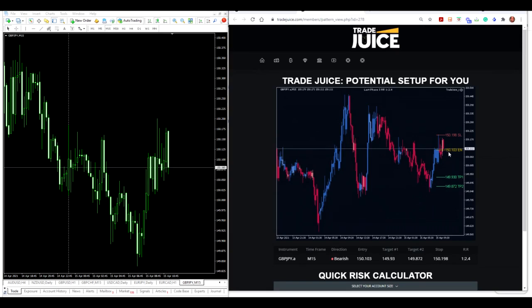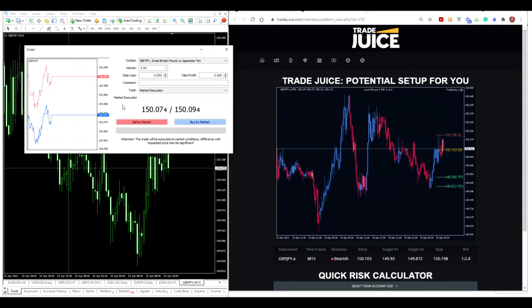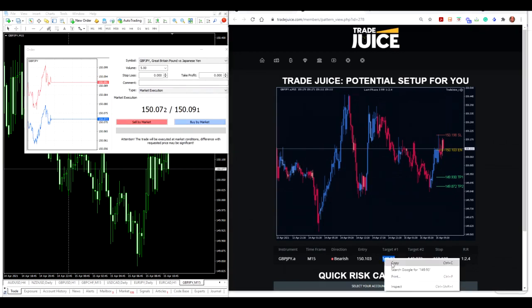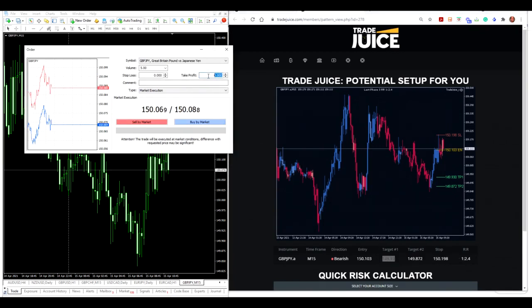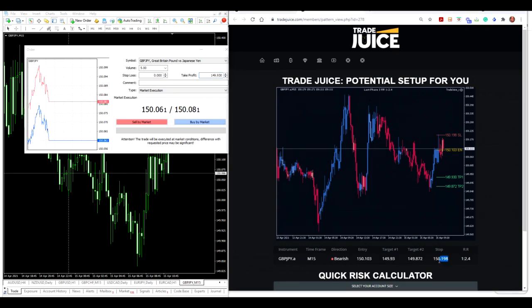I've got the entry point set out, target, my stop, and it's just gone under the entry point. So I'm going to enter a market execution order now. I'm going to set my target, and I'm going to put that into, and I'm going to select my stop.